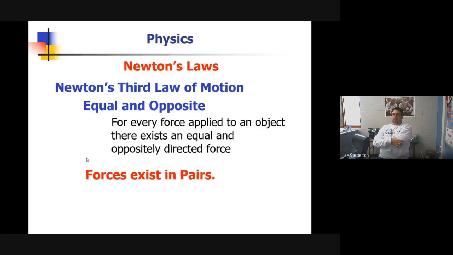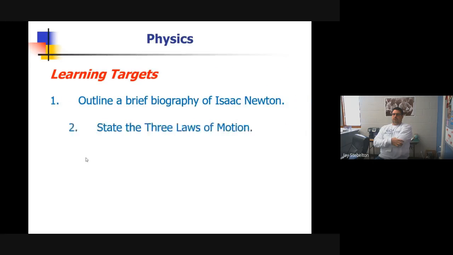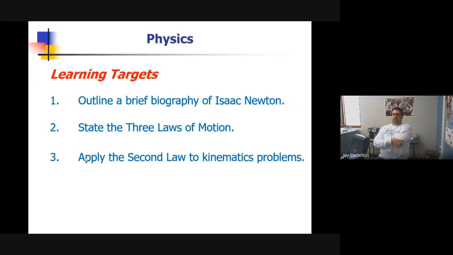So the learning targets and what's on tap for today. Well, we've looked at Isaac Newton. We've looked at the laws of motion. Let's take a look at applying the second law.